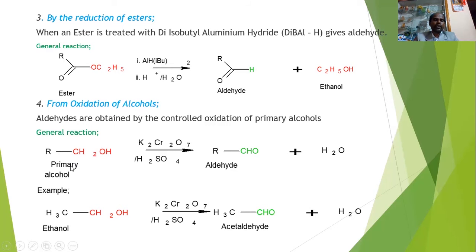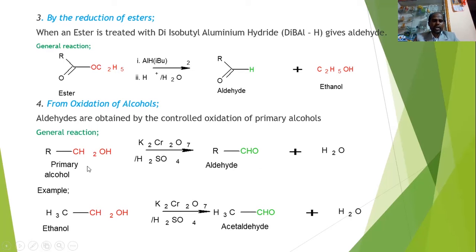So what is happening when primary alcohol is treated with acidified potassium dichromate? Acidified means sulfuric acid is an acid, and this is potassium dichromate. Primary alcohol, when it is treated with acidified potassium dichromate, gives aldehyde. And here since potassium dichromate is a strong oxidizing agent, there will be a chance of further oxidation to acid. That is the reason we have to control the oxidation. Controlled oxidation of primary alcohols gives aldehyde. Otherwise, it will further oxidize to acid.